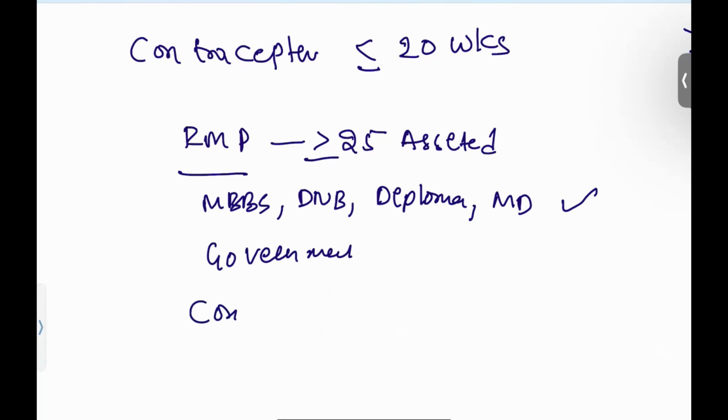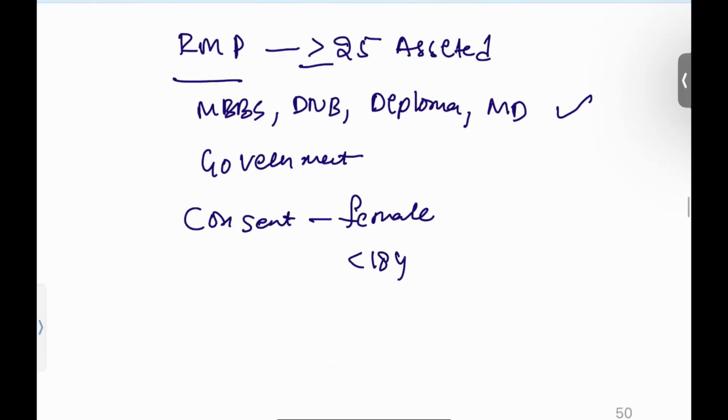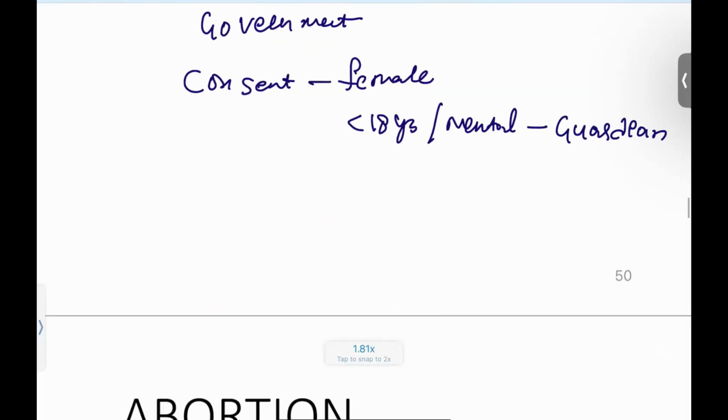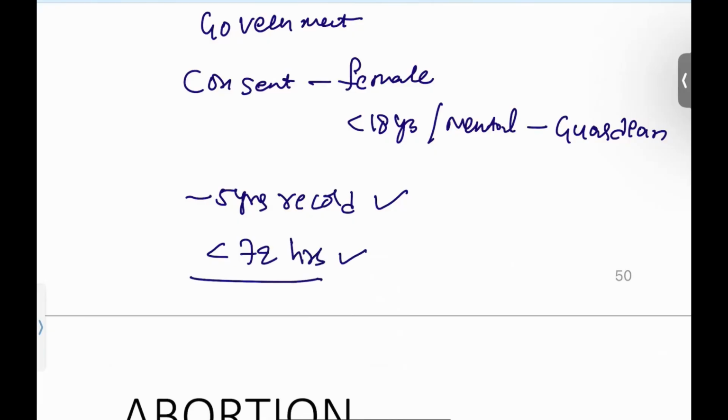How about consent? Consent is only from the female. And if the female is less than 18 years, or if the female is having mental retardation conditions, then you have to go for the guardian. And how many years do you have to store this? At least 5 years of the record should be maintained. Okay, and you have to submit it within 72 hours for that patient.